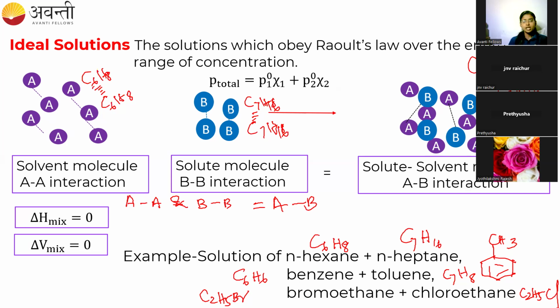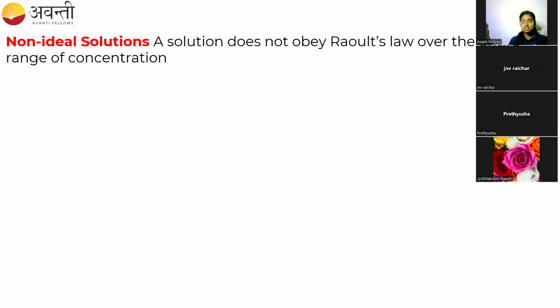Now coming to non-ideal solution. Non-ideal solutions are solutions which do not obey Raoult's law over the entire range of concentration. So they do not obey Raoult's law. Now this is the formula for Raoult's law, and here the total vapor pressure will not be equal to the sum of the values.